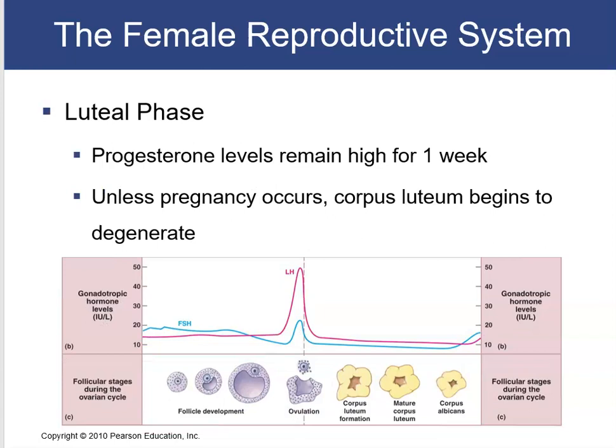So during this luteal phase, progesterone levels will remain high for roughly 1 week. Unless pregnancy occurs, then after about a week to 12 days, the corpus luteum will begin to degenerate. And in our last chapter, we will talk about how the ovary knows, how the corpus luteum knows whether or not pregnancy has happened. We will get into all of this later.